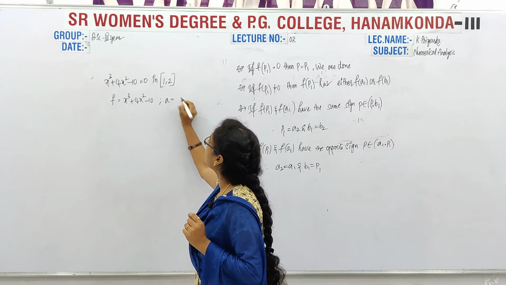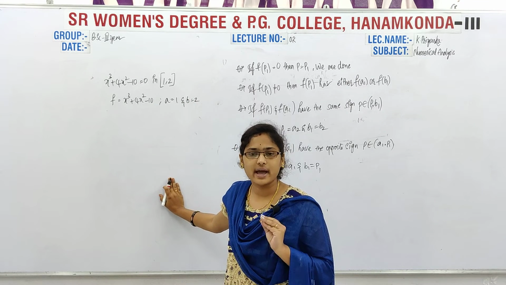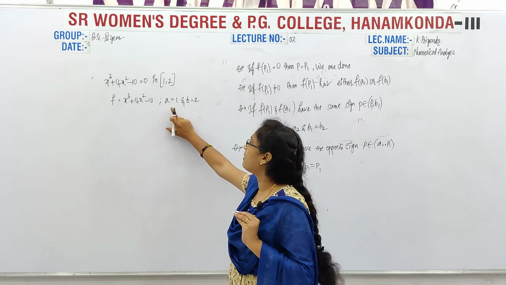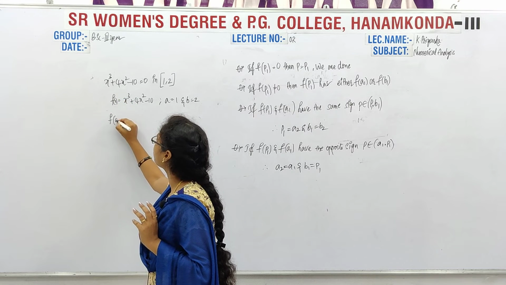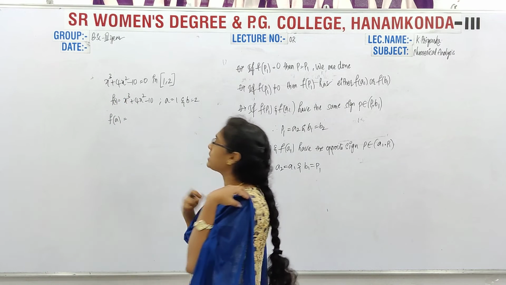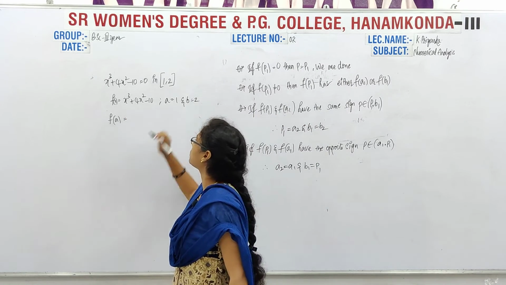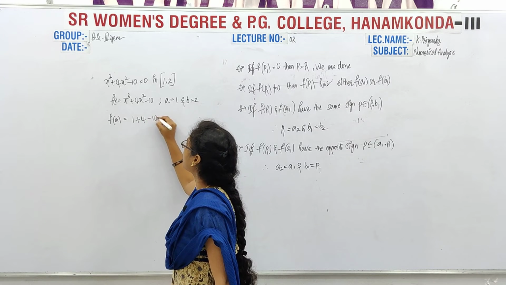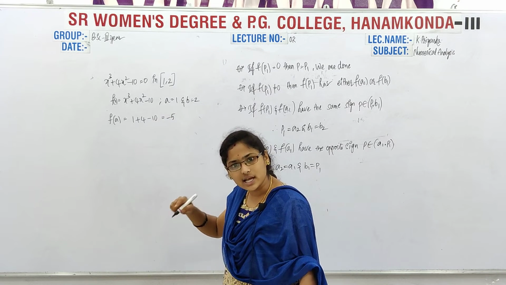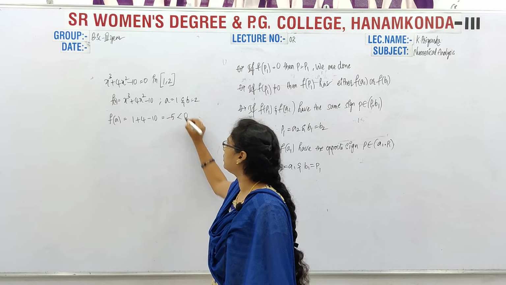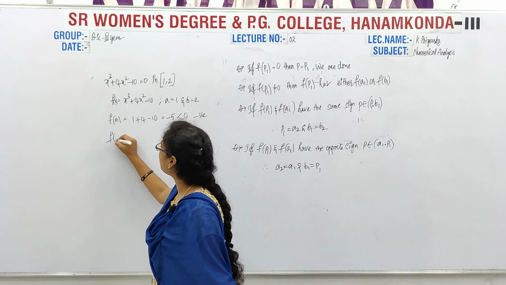Now what is the value of a? A is nothing but 1 and b is nothing but 2. Clear? Now we have to check the sign of f of a and f of b. F of a means, what is the value of a here? 1. So we substitute x equal to 1. Then 1 plus 4 minus 10, 5 minus 10, that is minus 5. Is it less than 0 or greater than 0? Less than 0, so it is negative. The sign is negative. Next, f of b.